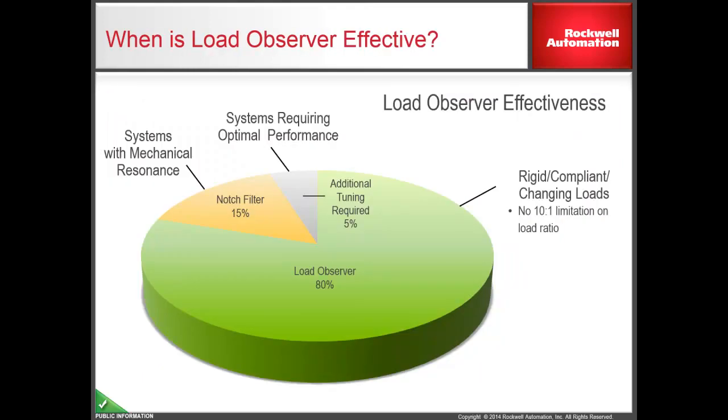The Load Observer feature alone is effective in roughly 80% of applications, as opposed to the 10% for the auto-tune feature. Load Observer works well not only for rigid loads, but also for compliant loads and systems in which the load varies either predictably or unpredictably. Since the Load Observer feature causes the motor to behave as though it is unloaded, the design recommendation to target a load ratio of 10:1 or less no longer applies.